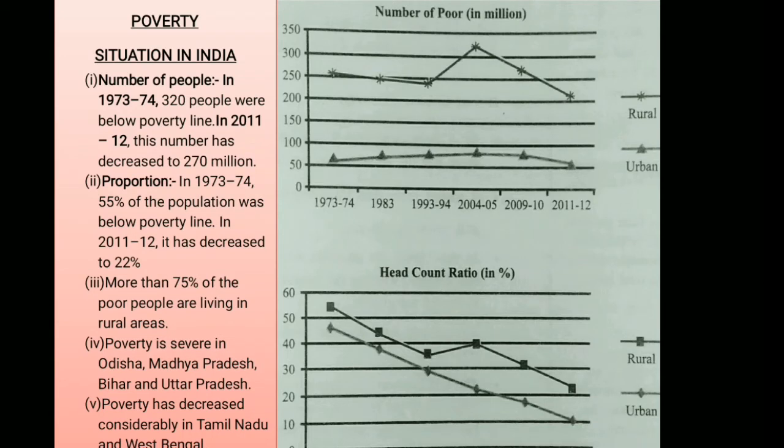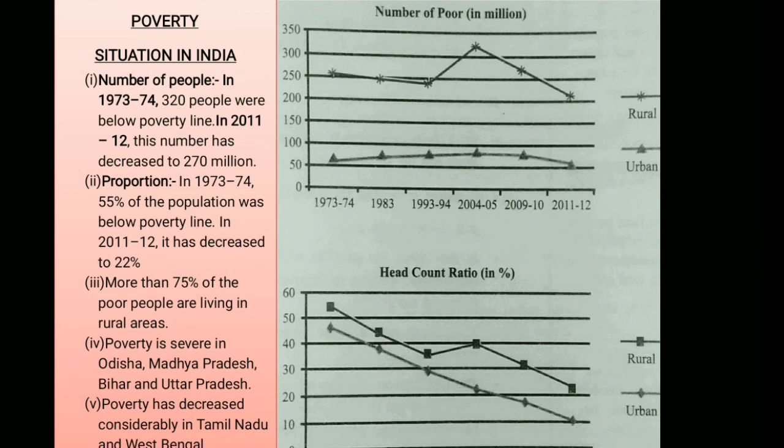Now we are going to see what the poverty situation in India is. Right now, if you can see the diagram properly, this can be divided into some portions. Like the number of people in the year 1973 to 1974: there were 320 million people who were below the poverty line, but in 2011 and 12, this number has decreased to 270 million people. If we see the proportion in 1973 to 74, around 55% of the population was below the poverty line, but in the 2011 and 12 report, it has decreased to 22%.